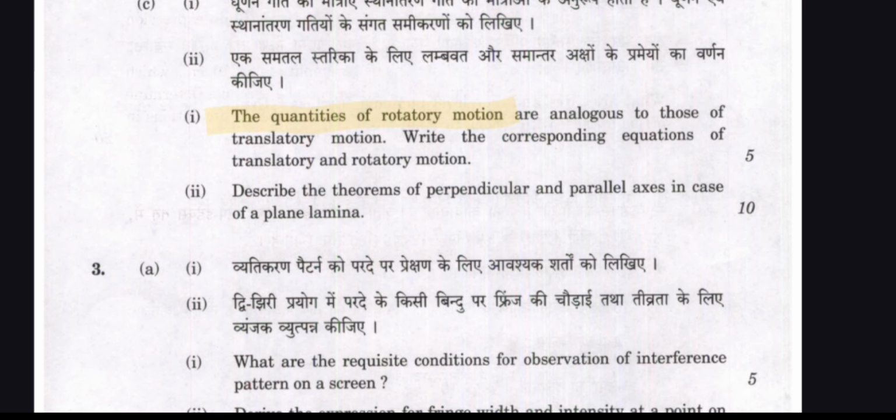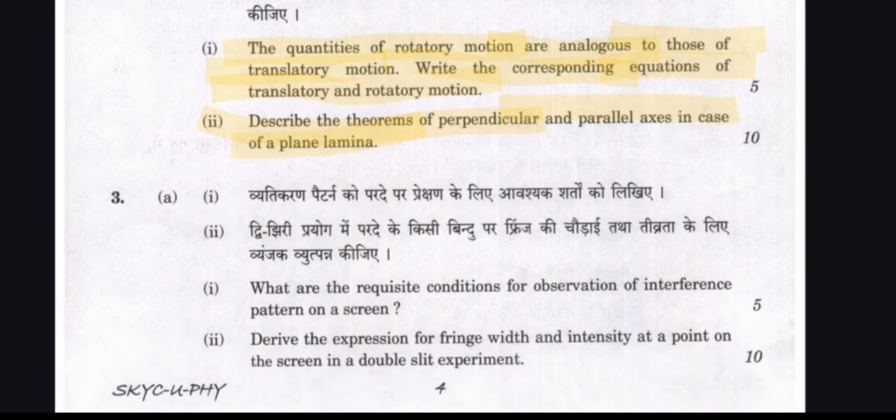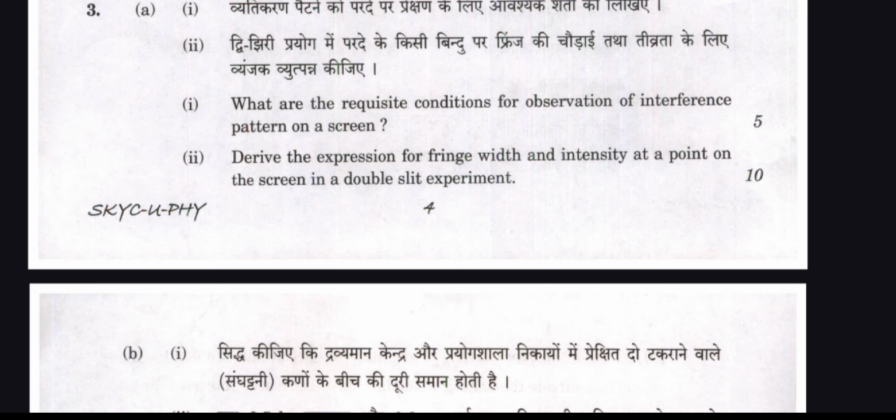The quantities of rotatory motion are analogous to those of translatory motion. Write the corresponding equations of translatory and rotatory motions. Describe the theorems of perpendicular and parallel axes in the case of a plane lamina. And question number 3A. What are the requisite conditions for observation of an interference pattern on a screen? Derive the expression for fringe width and the intensity at a point on the screen in a double slit experiment.